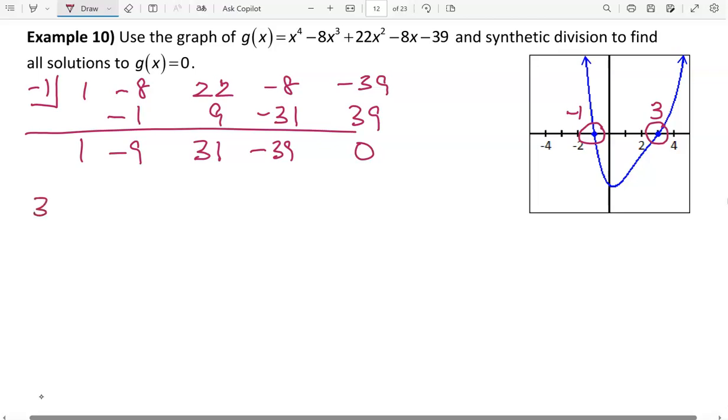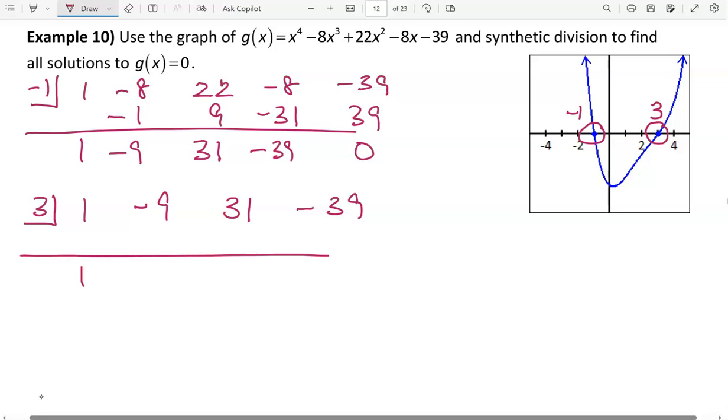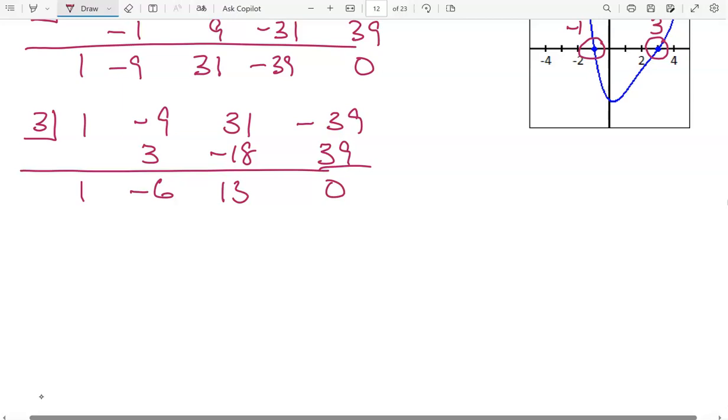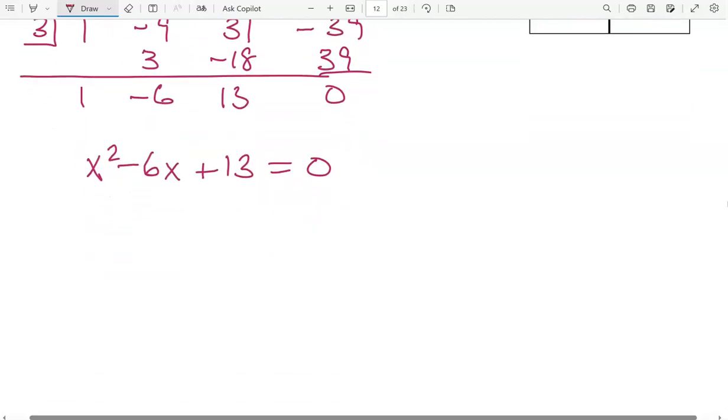And then I'm going to divide also by x minus 3, but I'm not going to divide the original polynomial. I'm just going to divide the remaining factor. Bring down that 1, times 3 is 3. Adding that column, that's negative 6. Negative 6 times 3 is negative 18. And adding that column, we get 13. 13 times 3 is 39. And adding that column, we get 0. So our remaining factor is x squared minus 6x plus 13, setting that equal to 0.